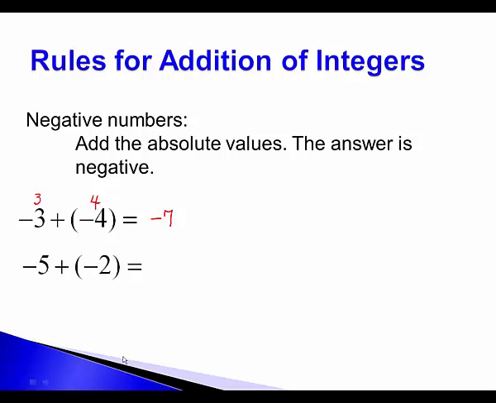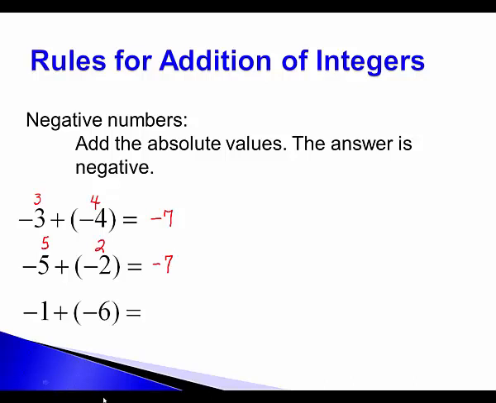Our next problem is negative 5 plus a negative 2. Once again, let's identify the absolute values. The absolute value of negative 5 is 5, and the absolute value of negative 2 is 2. It says we should add the absolute values, so I get 7, and this time, once again, the answer is negative. By the way, it's just a coincidence. Don't expect every answer to turn out to be a negative 7.